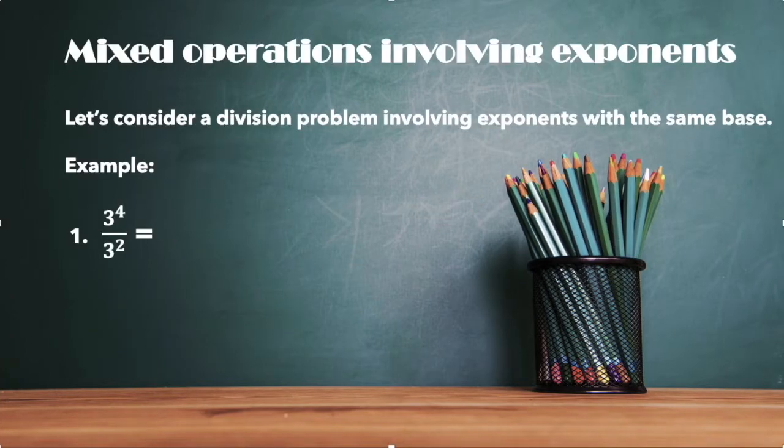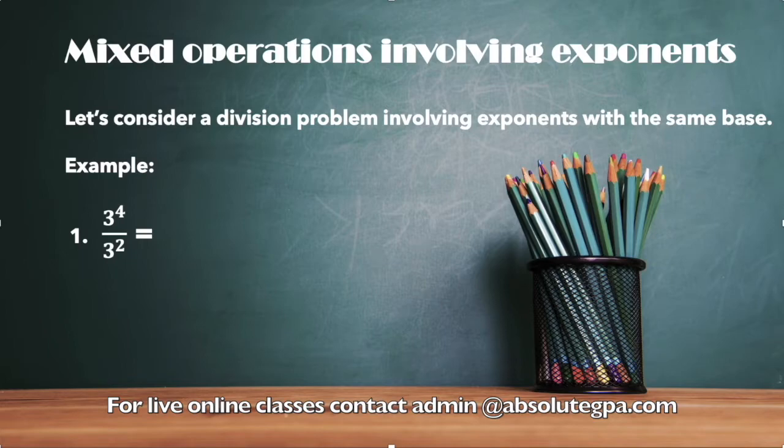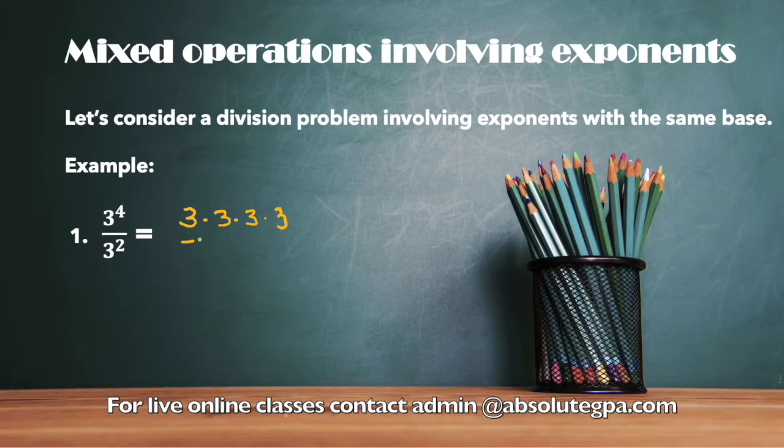Now, let's get into today's topic, which is a number raised to its 0th power. To understand this, we need to understand how mixed operations involving exponents work. So consider a division problem involving exponents with the same base. Example, 3 to the power 4 divided by 3 to the power 2. So if we expand this, 3 to the power 4 means 3 multiplied to itself by 4 times. And 3 to the power 2 is 3 multiplied by itself 2 times.